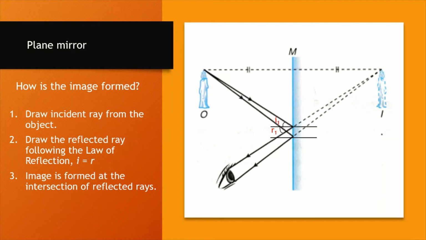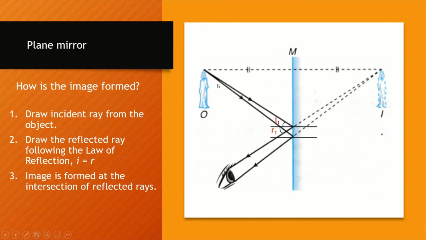Okay, to know how the image is formed, first we must learn how the rays are reflected. Right, let's take the candle as an object. So draw an incident ray from the object to the mirror. Then next, draw a normal. Normal is a line that is 90 degrees to the mirror. With that, we can determine the incident angle, I1. By following the law of reflection, we know that I1 will equal R1. The incident angle will equal the reflected angle. So with that, we draw the reflected ray.